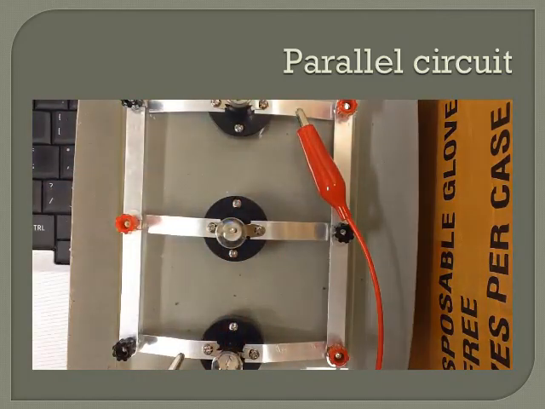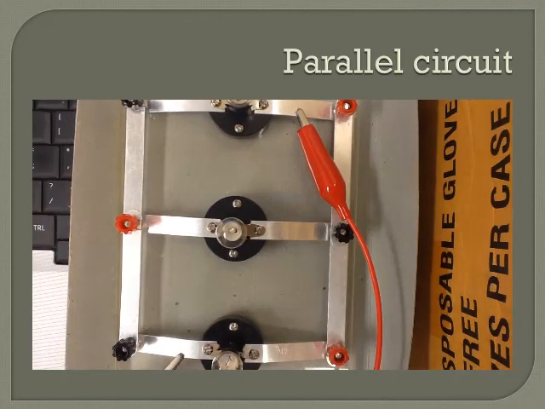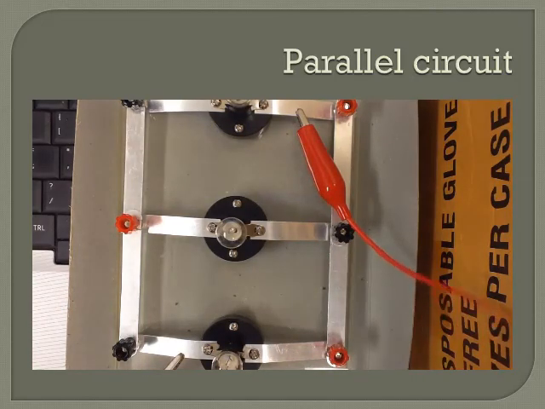Notice that I'm giving my electrons choices. They don't have to go through all three bulbs this time. They can go through just one. They must go through one, but that's all they have to go through. So notice what happens when I now attach my battery. Hook up the other sides of my wires, and notice what happens.